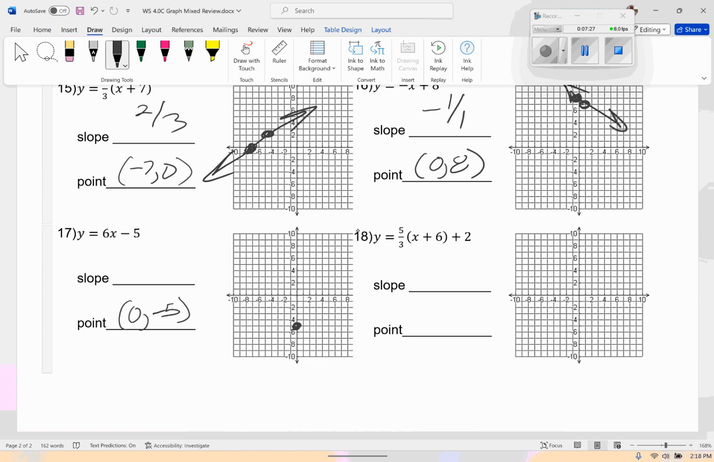Good. Slope, 6 over 1. Up 6, right 1. Second dot. Connect the dots. Yeehaw. Okay.